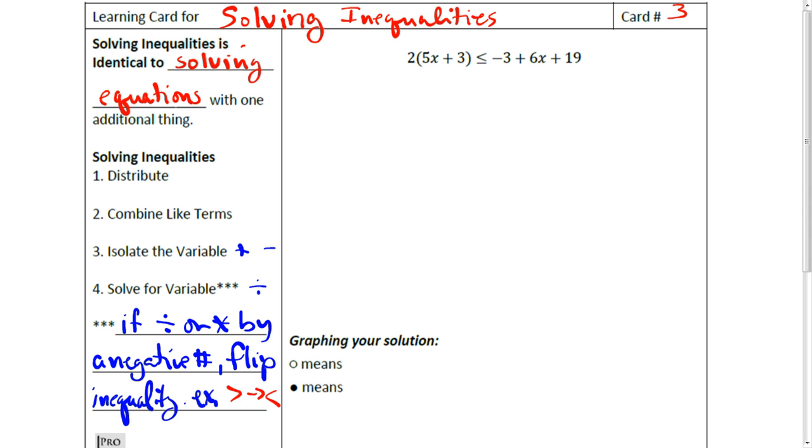If we really do this right, we're going to be in good shape. Everything else is identical to what you guys have been practicing for a while. So I've got an example here. We're going to go through it. I'm going to give you a couple of tips here, and then we will go through and do the graphing of the solution as well.